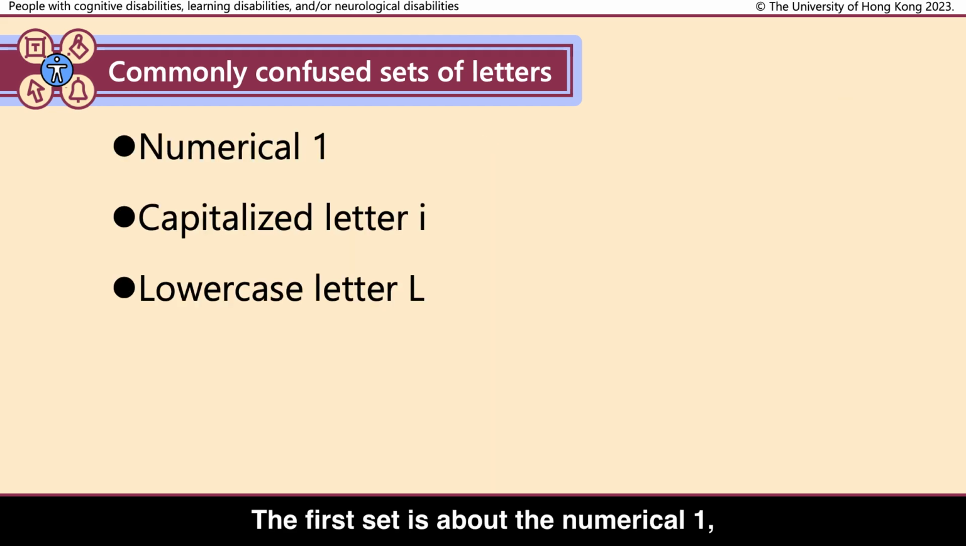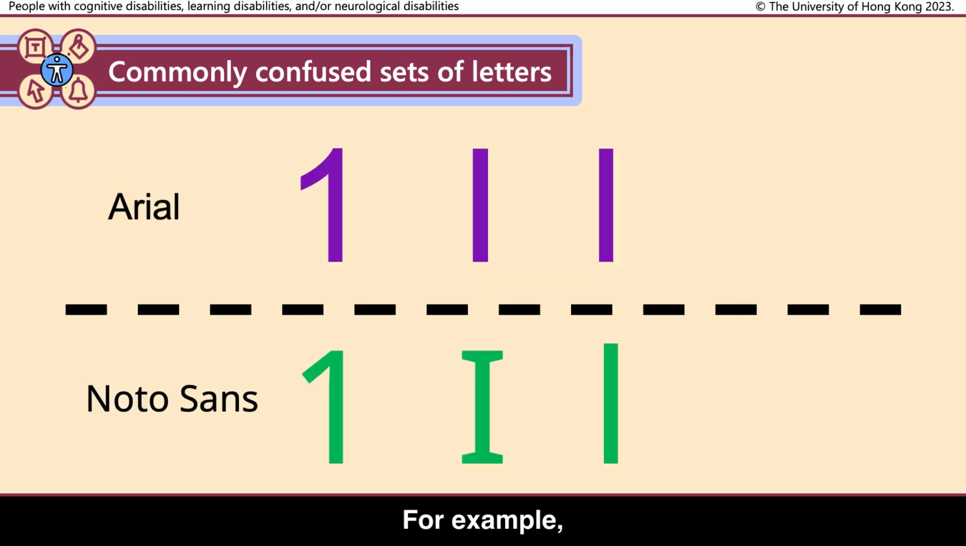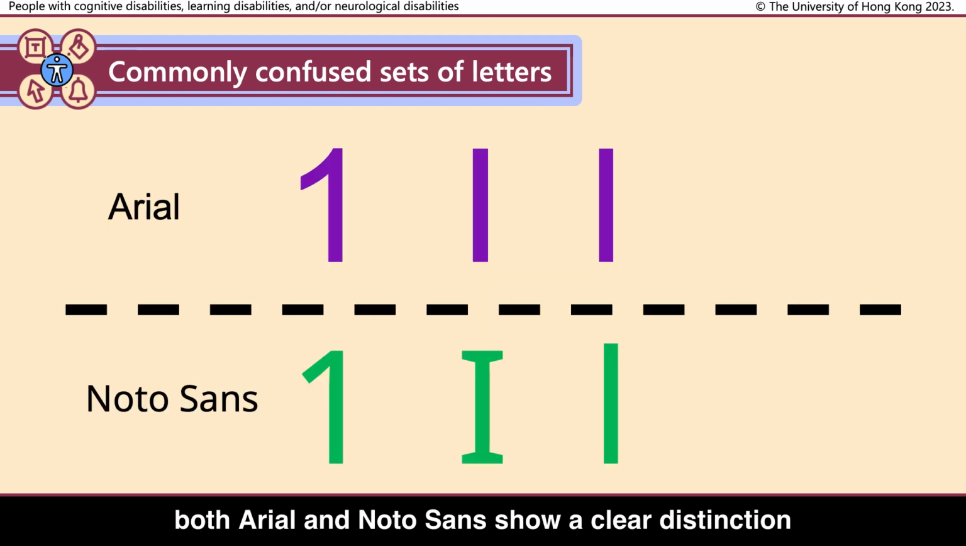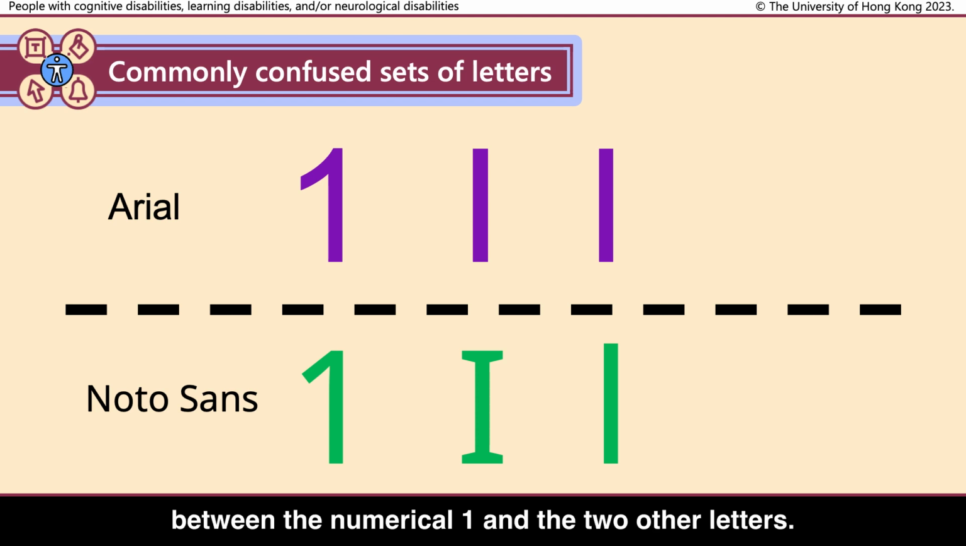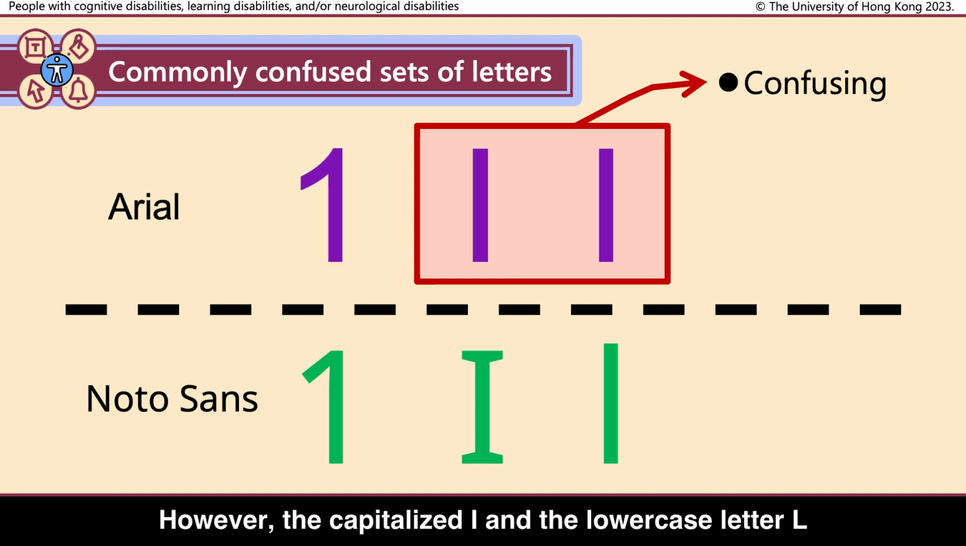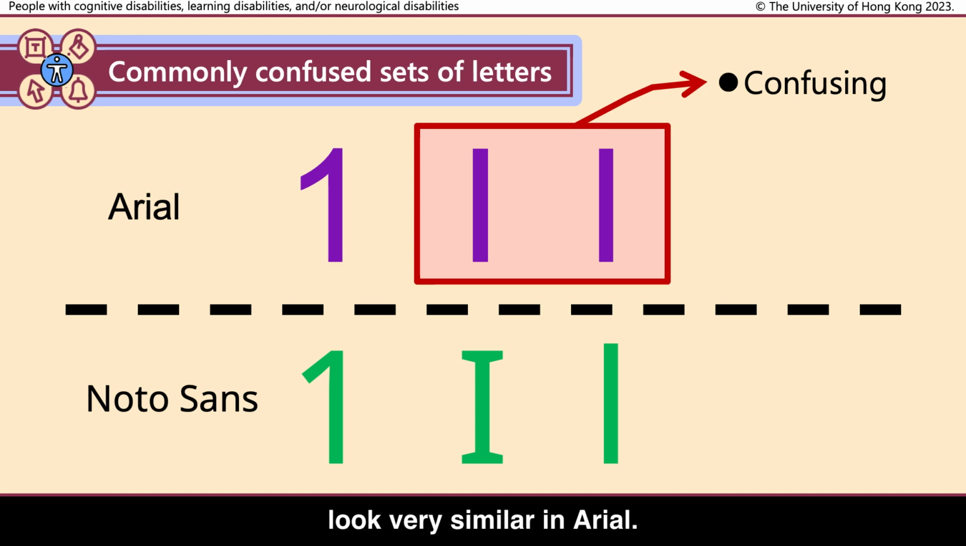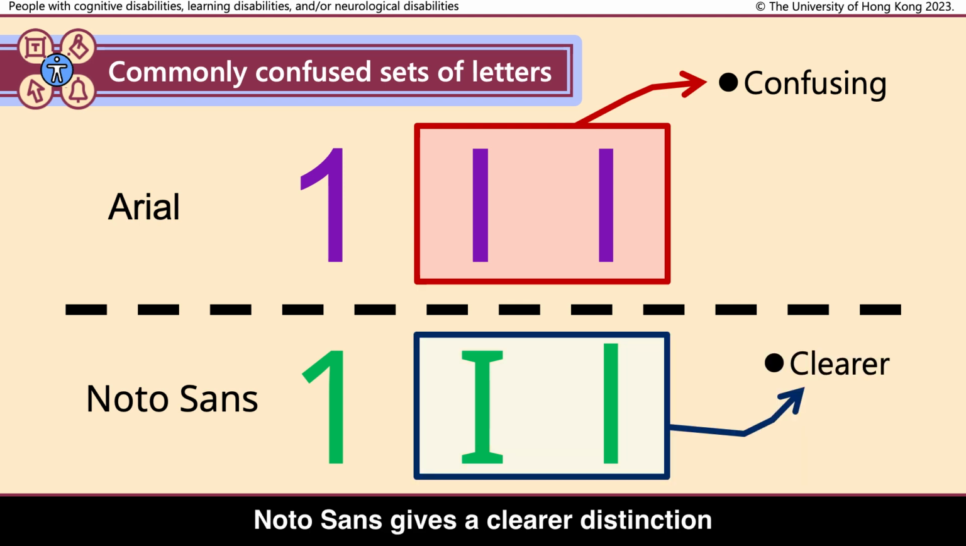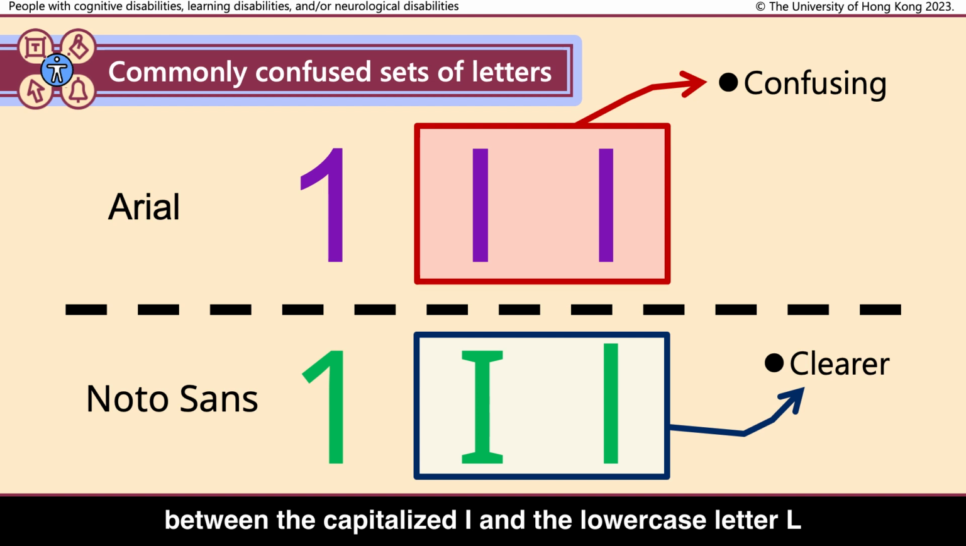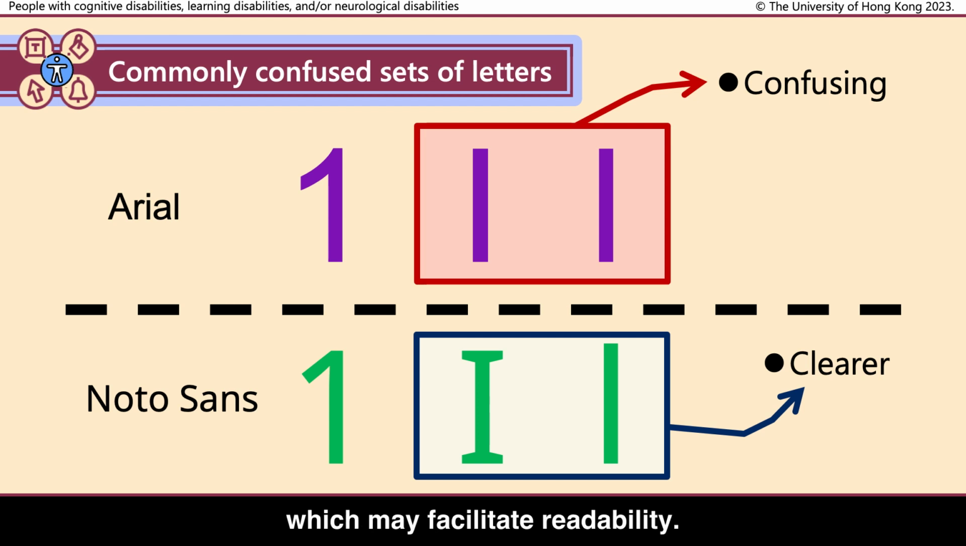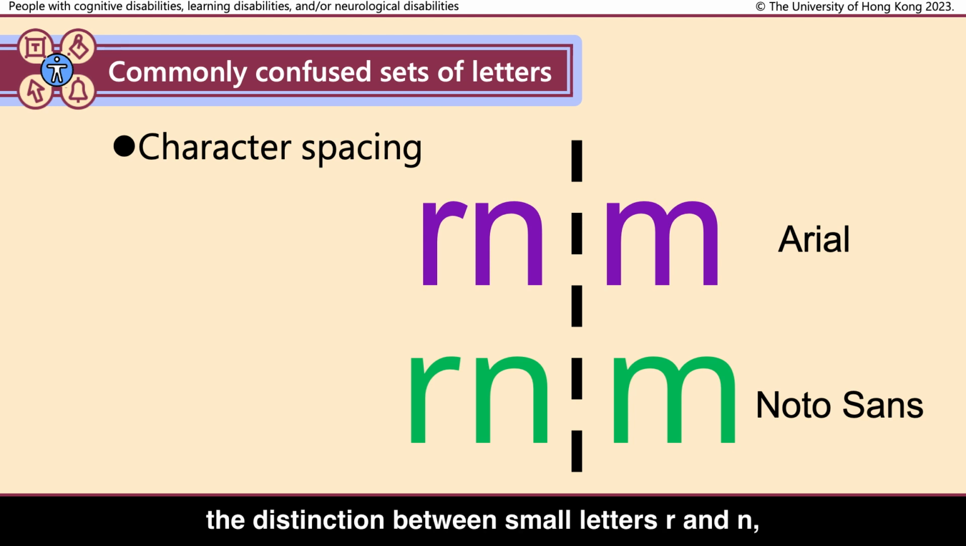The first set is about the numerical 1, the capitalized letter I, and the lowercase letter l. For example, both Arial and Noto Sans show a clear distinction between the numerical 1 and the two other letters. However, the capitalized I and the lowercase letter l look very similar in Arial. It can be confusing. Noto Sans gives a clearer distinction between the capitalized I and the lowercase letter l, which may facilitate readability.